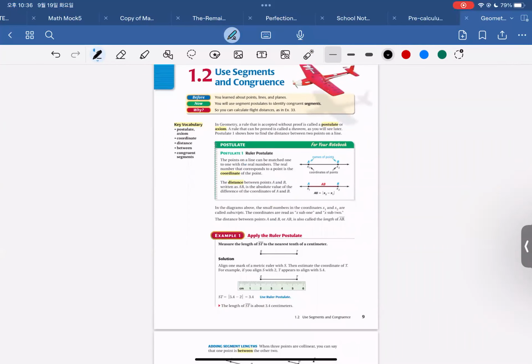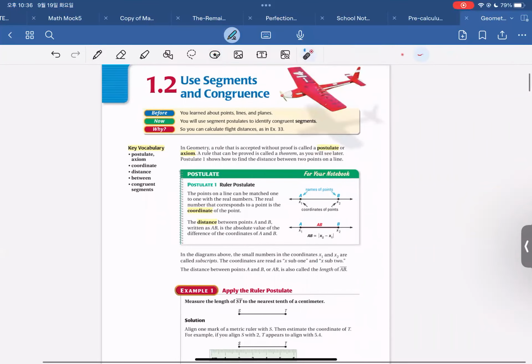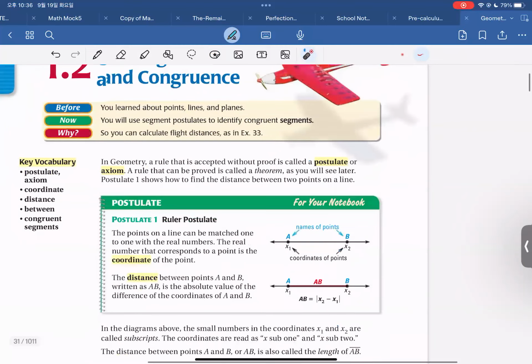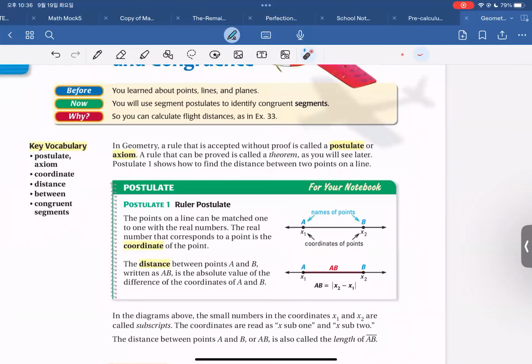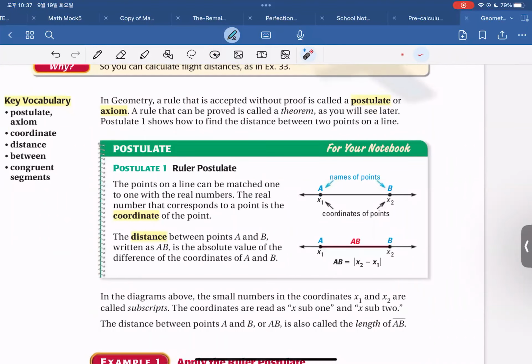Now moving on to section 1.2 on using segments and congruence, I think here is where it gets a little more complicated. In geometry, one of the most difficult parts, as people say, is the postulates and theorems. Memorizing those to do proofs is probably the most difficult part of geometry itself. The reason is that a lot of people have trouble memorizing them. And this is the first taste of it, although it's just the ruler postulate, which is not very difficult.